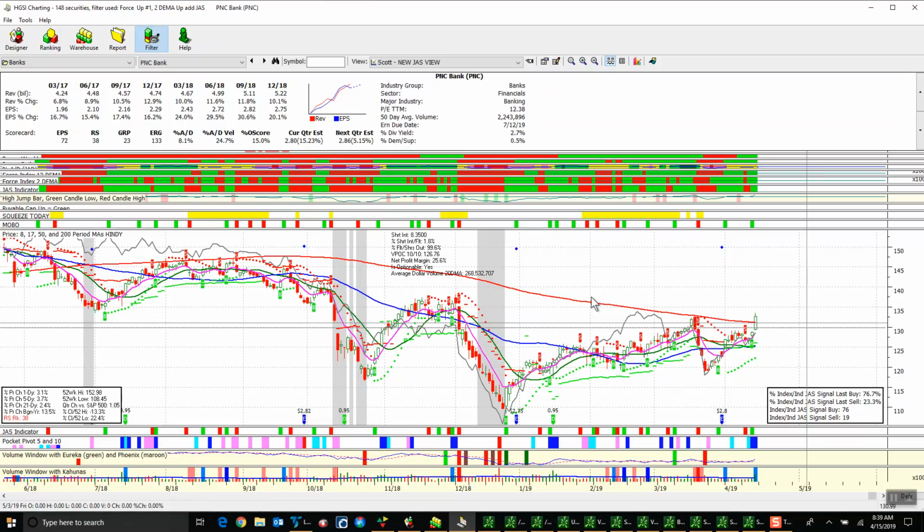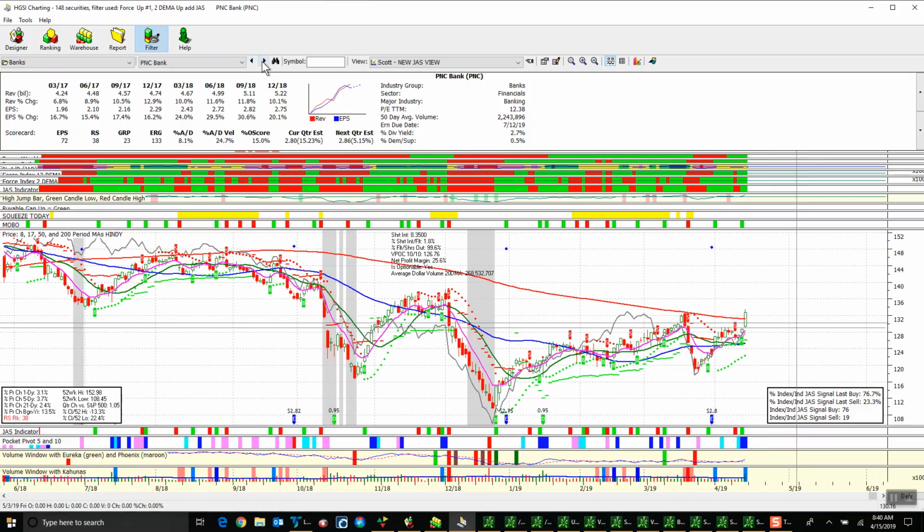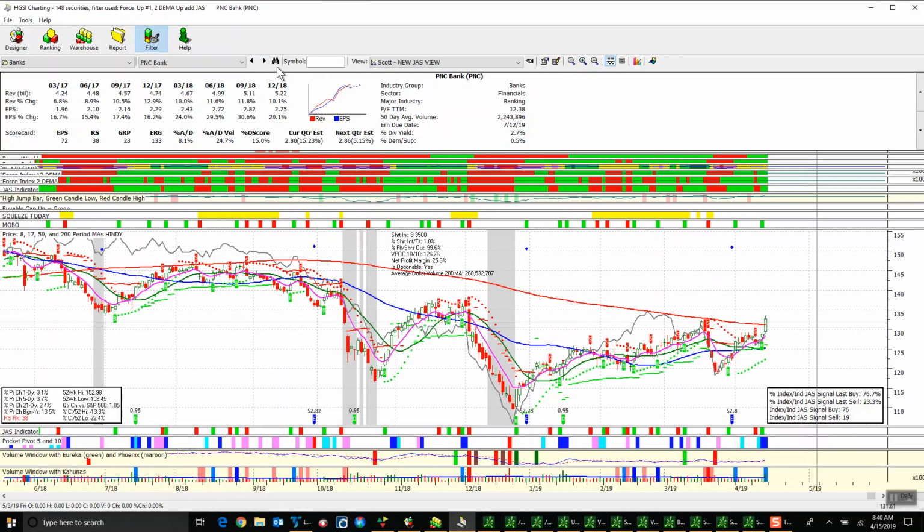You've got a kahuna, pocket pivots, and the day before earnings, I had a buy signal come in. Banks: the majority of sells are buys, and more importantly, a lot of new buys came in on Friday. So PNC, you'll see, is on my buy watch list. I'd buy it here with a stop not much below the 200.